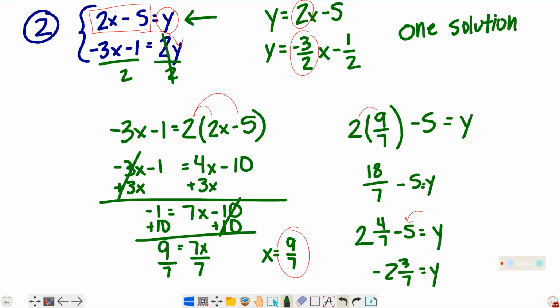But that means that you have to write it as a point to find that solution. So we take our x value here and our y value and we rewrite it as a point. So I'm going to do it up here. We have 9/7 for x and negative 2 and 3/7 for y.